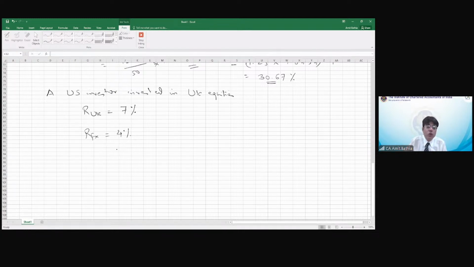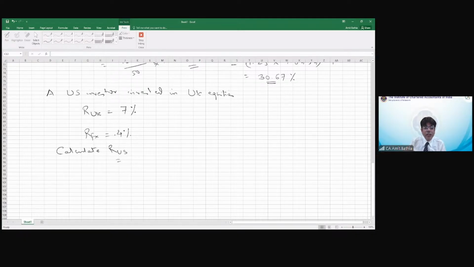Can you tell me what is the total return which will be earned by the US investor in dollar terms? Try doing that, right? I will also calculate over here. So calculate return on US currency. Now you can see there is no forex rate provided to you over here, and we don't even need forex rates, because what we are asked is return on US, as a US investor is investing in UK equities. The return on UK equities is 7% and return on FX is 4%.